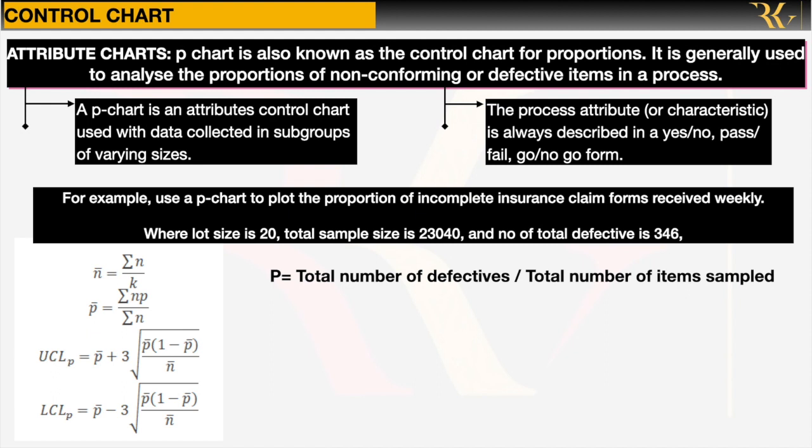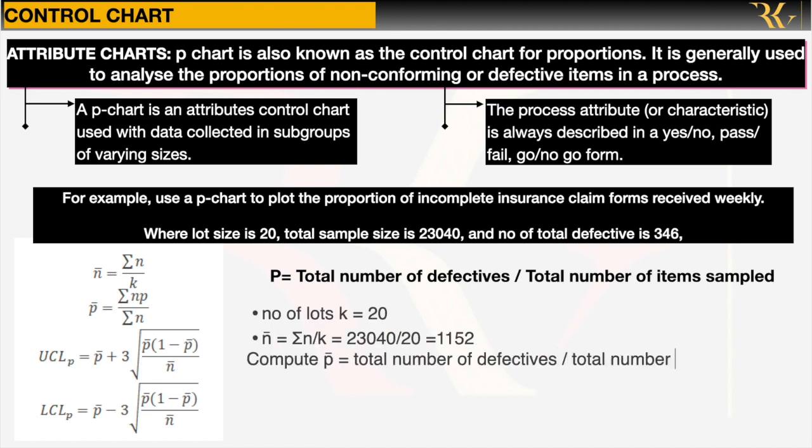Where lot size is 20, total sample size is 23,040, and total defective is 346. P is equal to the total number of defectives divided by the total number of items sampled. Number of lots K equals 20, and n bar equals summation n divided by K, equals 23,040 divided by 20, equals 1152.